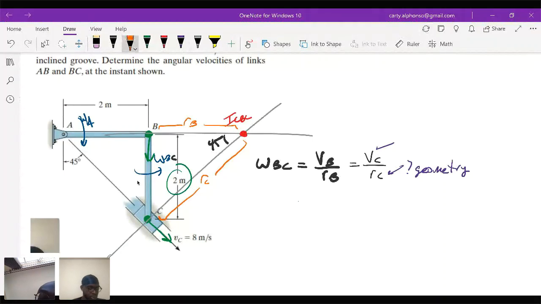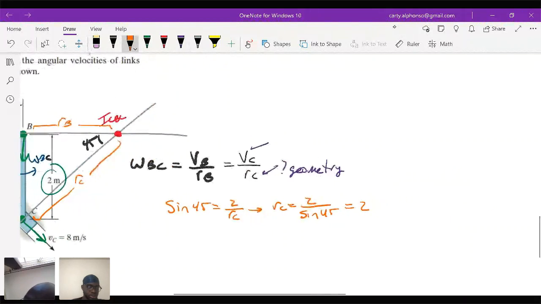Let me just put the exact statement. It'd be sine of 45 equals 2 over RC. So RC equals 2 over the sine of 45. Sine of 45 is, is it 1 over square root of 2? I don't remember. I'll just put it in my calculator. 2 divided by the sine of 45. That's 2.83. And now I just plug that back in there.